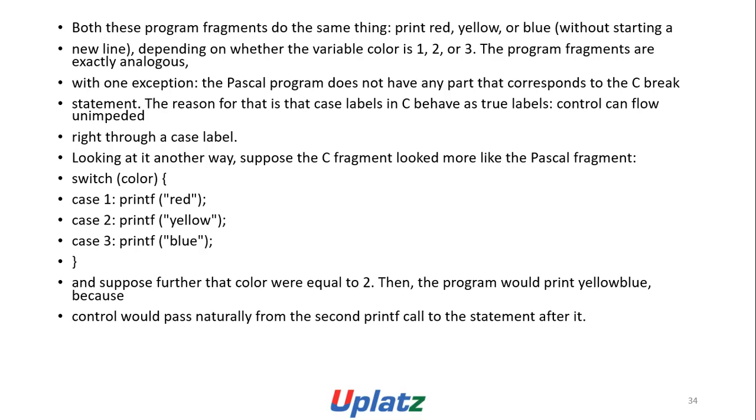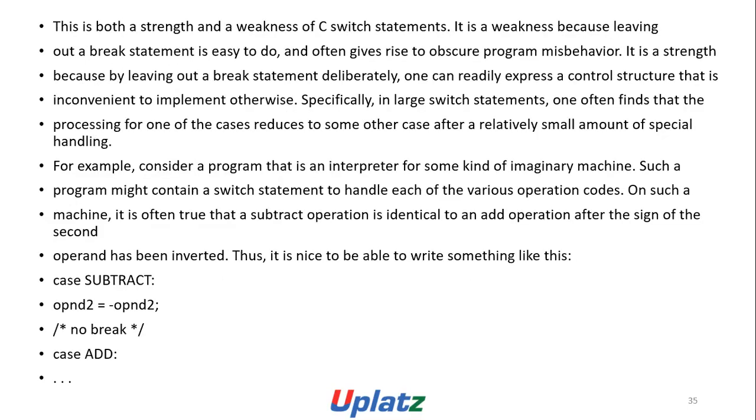Looking at it another way, suppose the C fragment looked more like a Pascal fragment: switch (color) { case 1: printf("red"); case 2: printf("yellow"); case 3: printf("blue"); } and suppose further that color were equal to 2. Then the program would print yellow, blue, because control would pass naturally from the second printf call to the statement after it. This is both a strength and a weakness of C's switch statement.